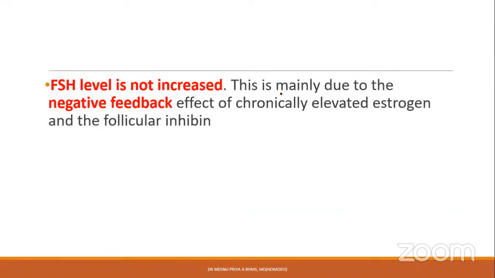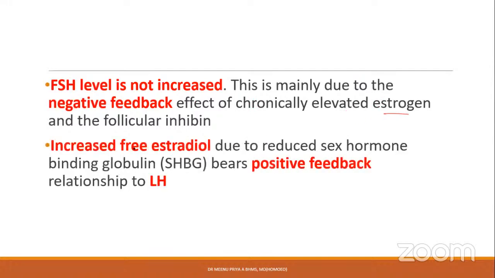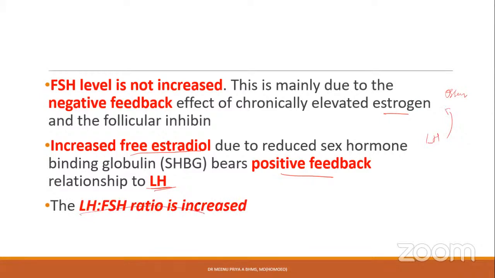FSH is not increased. This is due to the negative feedback effect of chronically elevated estrogen and the follicular inhibin. And estrogen is increased due to reduced sex hormone binding globulin and the positive feedback relationship of LH. So LH is increased and it affects the ovary, and then estrogen is increased. And LH-FSH ratio is increased.